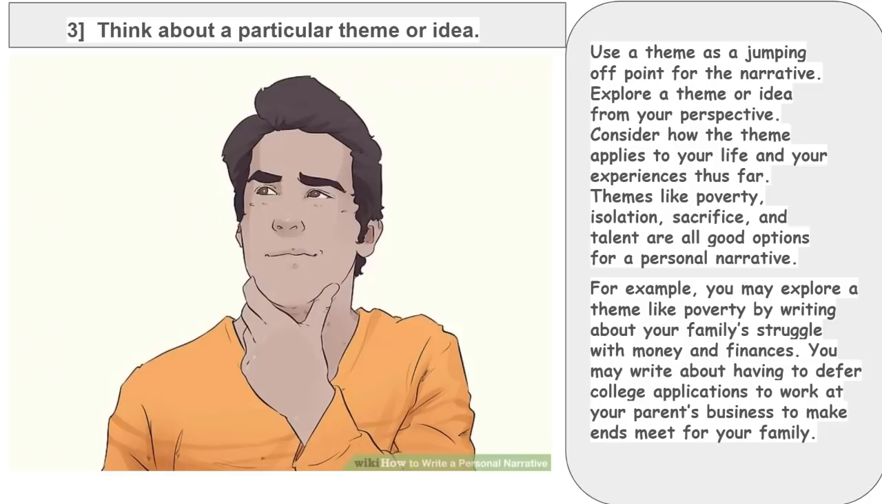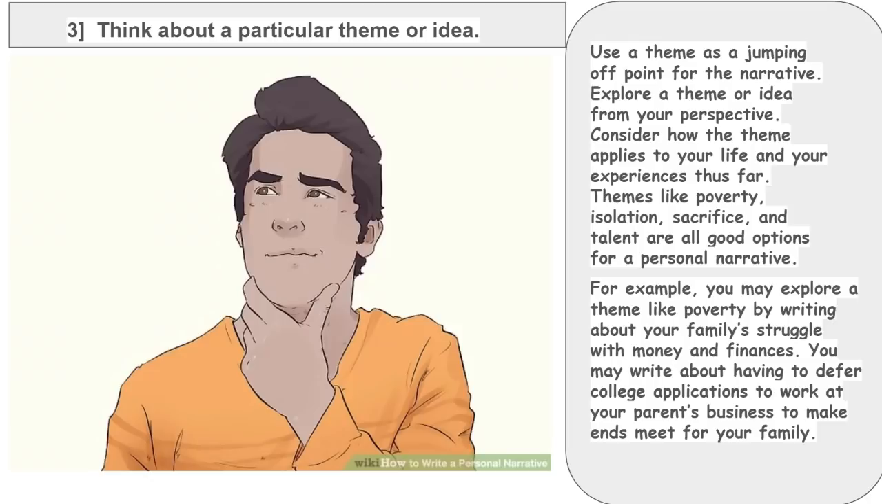Number 3, think about a particular theme or idea. Use a theme as a jumping off point for the narrative. Explore a theme or idea from your perspective. Consider how the theme applies to your life and your experiences thus far. Themes like poverty, isolation, sacrifice, and talent are all good options for a personal narrative.